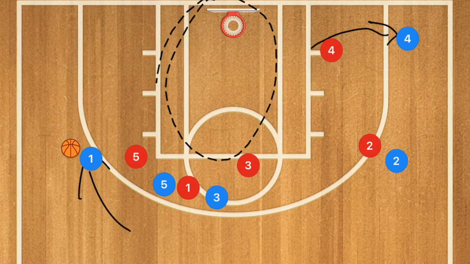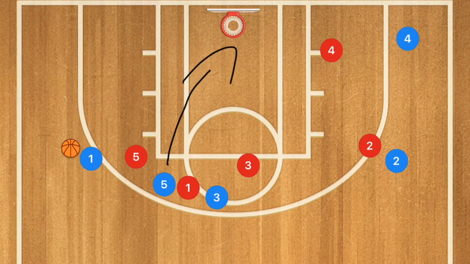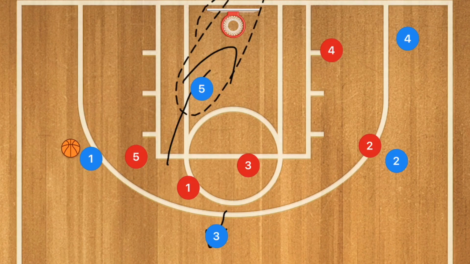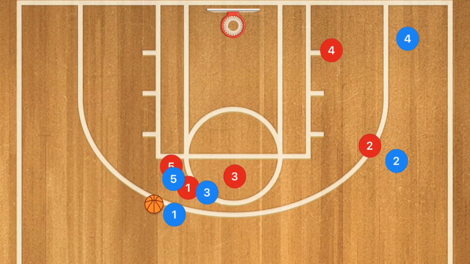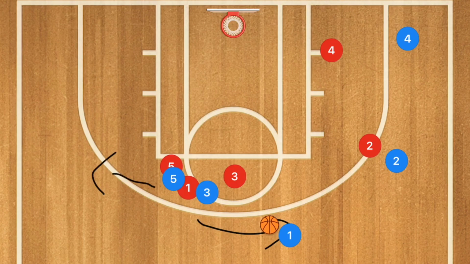Because then if they pop out, we have player 5 rolling towards the basket and player 3 popping out for a 3-point shot. Player 5 would be open in this case. However, if player 3 was the one being used and player 1 went this way, we would then have player 5 pop out and player 3 roll towards the basket.